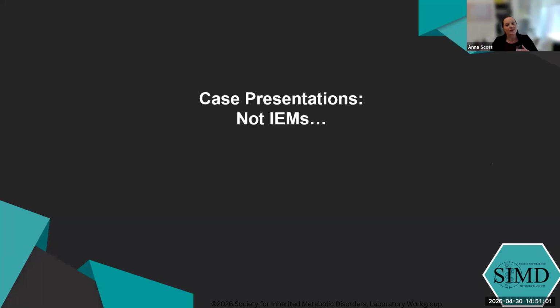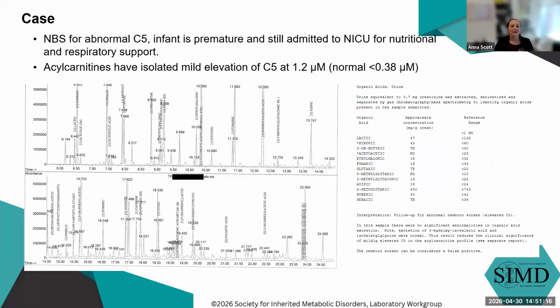So these were highlighting a bunch of cases, classic inborn errors of metabolism, some that I've been learning from. I'm going to really, hopefully in the next 5 minutes, blast through these non-metabolic IEMs and leave a few minutes for questions. So newborn screen, abnormal C5.